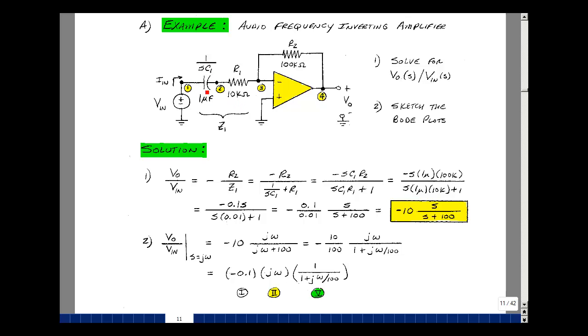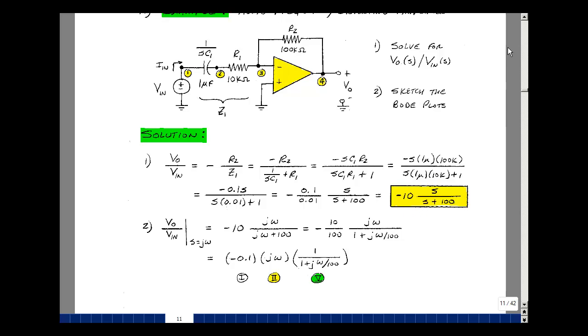In a sense, this would look like a short circuit. And the gain would then be approaching minus 100K over 10K, which is a gain of minus 10. In our transfer function, we actually see the same thing. When the magnitude of s gets larger and larger, the denominator is dominated by s compared to the 100. So this equation is approaching minus 10 s over s, which is a gain of minus 10.